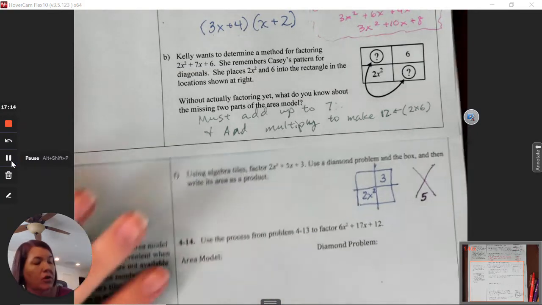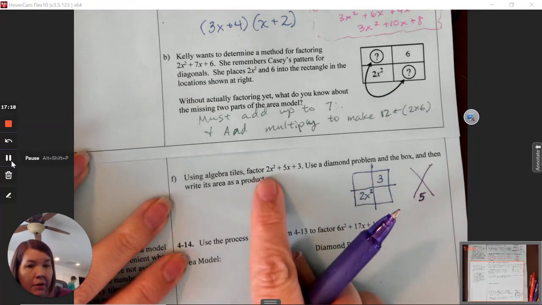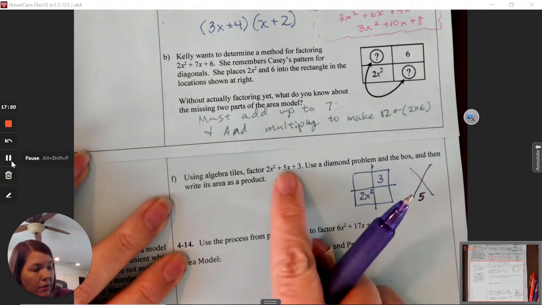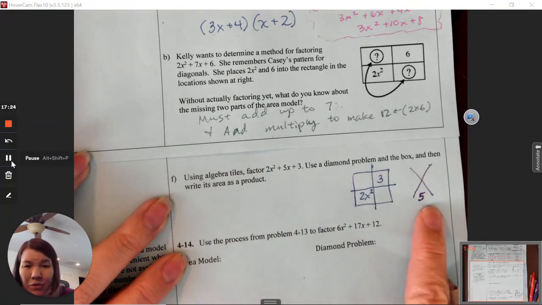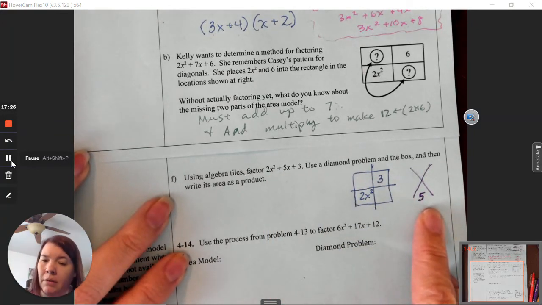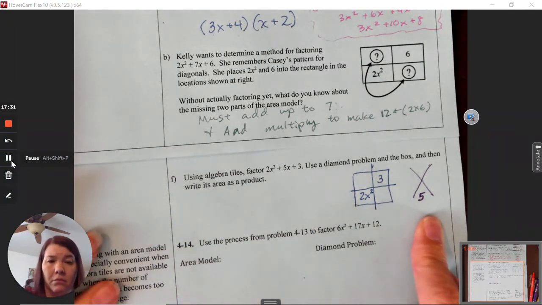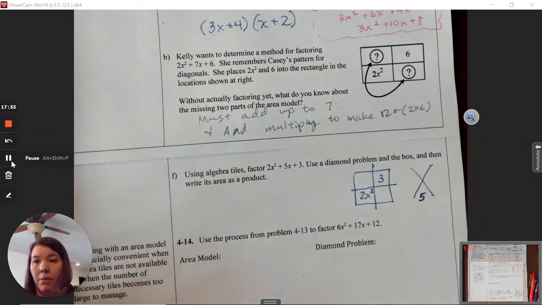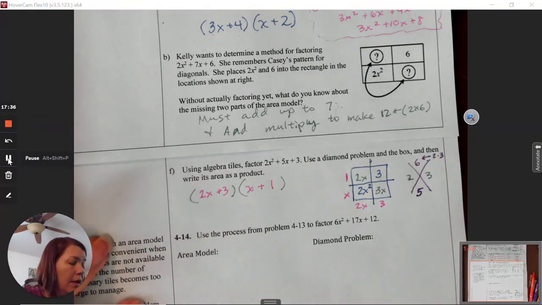Just going to interrupt for a minute. So you'll notice where I've placed everything. So 2x squared, 3 goes here, and the 5 goes here. I need to put the x on it because we don't really have x's in our diamonds. So I didn't put the x on it. I could have. I didn't. But that's where everything went. Okay, keep going.